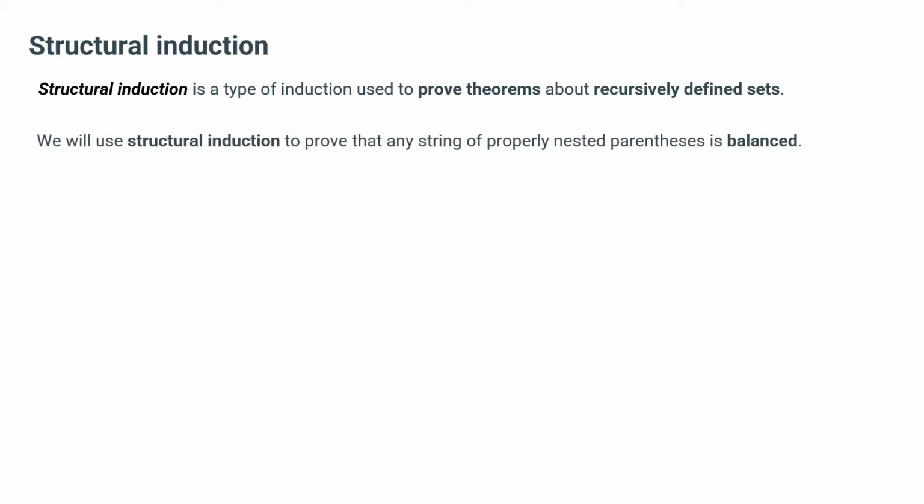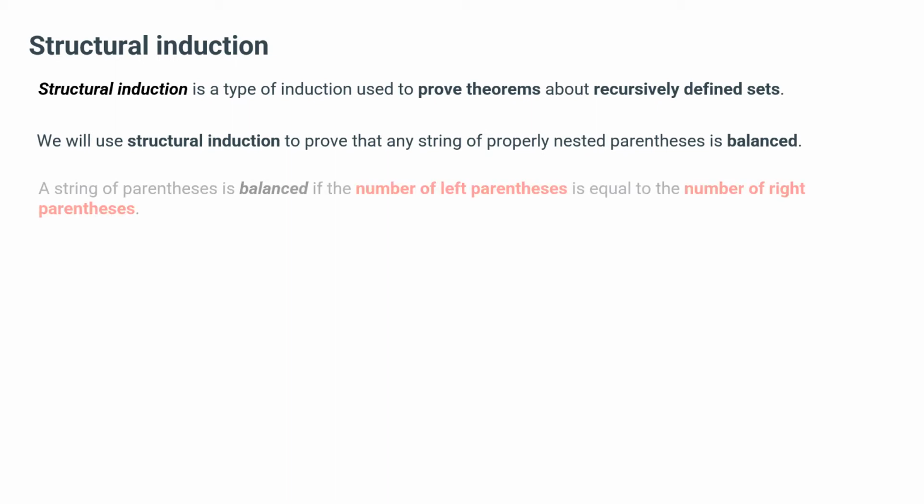So first of all, we're going to see an example where we use structural induction to prove that any string of properly nested parentheses is balanced. Last time we did talk about that recursively defined set that was called properly nested parentheses. And so we're going to prove this time that they are balanced, but we need to first talk about what that means to be balanced and a little bit of terminology that we'll need to use.